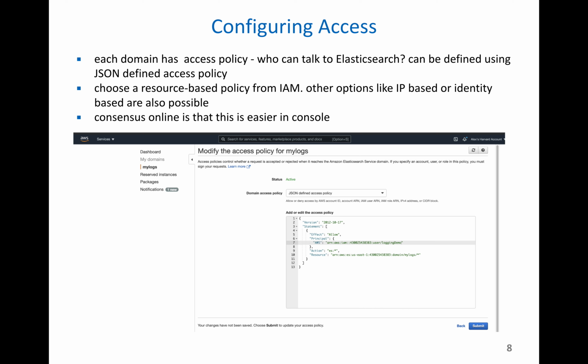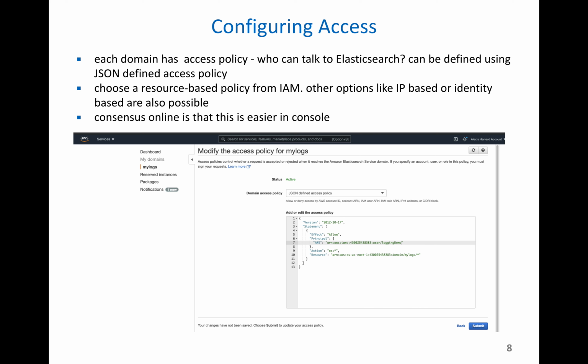The options are IP based. You can come up with an IP based policy here in JSON. That means certain IPs would be allowed to access this resource. An identity based one, right? If you have a certain role. Alternatively, the guidance was to use a resource based policy.